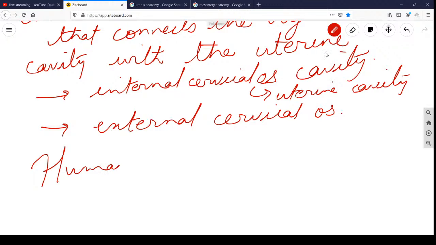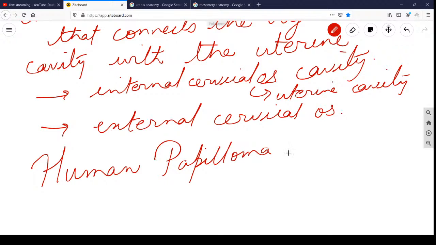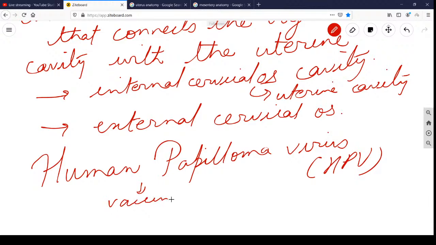It's an oncovirus. It's a very rare cancer that is caused by an oncovirus, human papilloma virus, known as HPV. And it has been quite a long time since the vaccine was developed against HPV infection. Therefore, you can stay protected from cervical cancer.